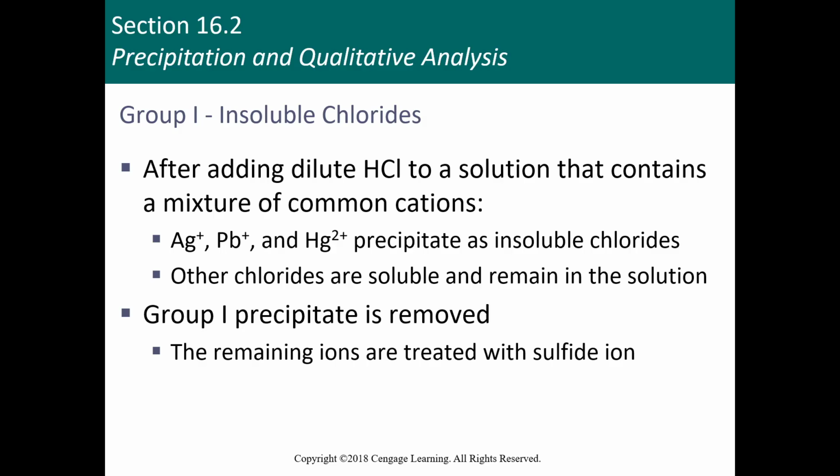And so after adding dilute HCl to a solution that contains a mixture of these common cations that you're trying to separate, silver, lead, and mercury will precipitate as insoluble chlorides. The other chlorides are soluble, so they'll remain in solution. You would then remove the group 1 precipitate, and the remaining ions in that same test tube will be treated with the sulfide and go into group 2.